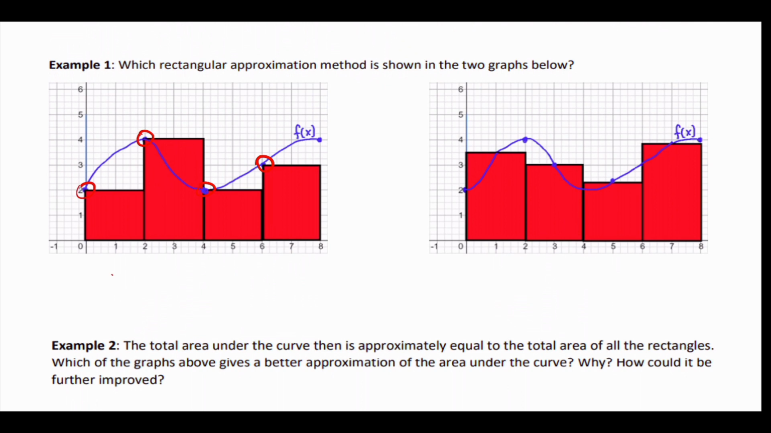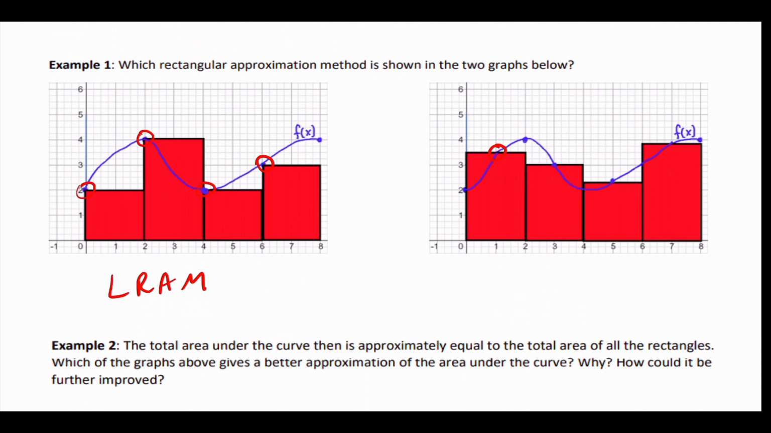That's called LRAM, left rectangular approximation method. That's an example of LRAM. Okay? Now look at the second one. Which part of the rectangle there is touching the blue?